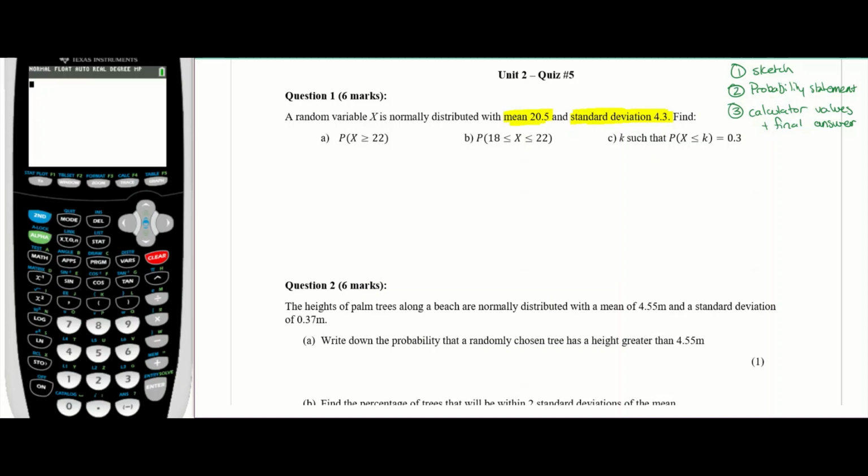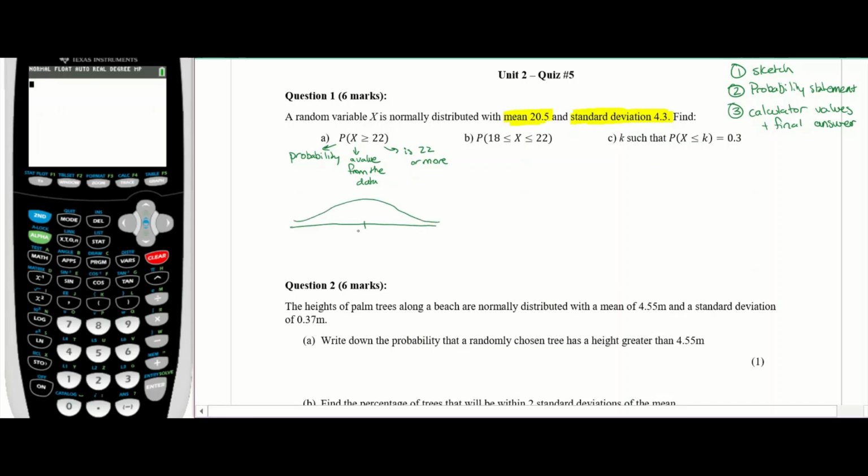So the first question, sometimes it's helpful to be able to decode the question. So the first question is basically saying, find the probability, that's what the P means, that a value from the data is 22 or more, so greater than or equal to 22. So that's what we're looking for. What's the likelihood that if we randomly picked a point from this data set that it would have a value of 22 or more? So first thing we're going to do, we're going to sketch the distribution.